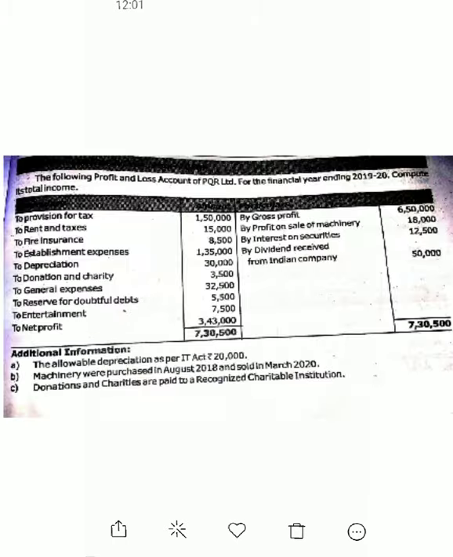Now we are going to see one more problem on assessment of company. So I am going to read the problem. The following is the profit and loss account of PQR Limited for the financial year 2019-20. Calculate the total income. Now, this is a P&L account.